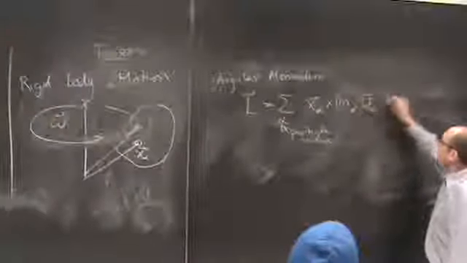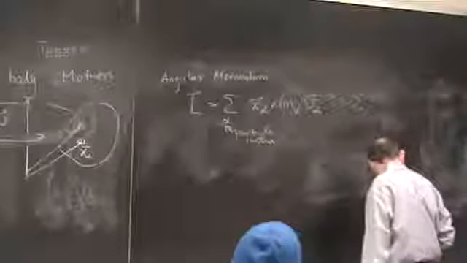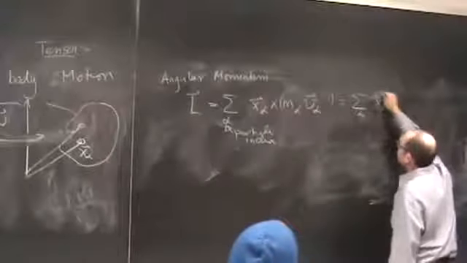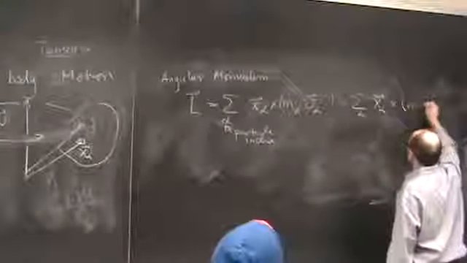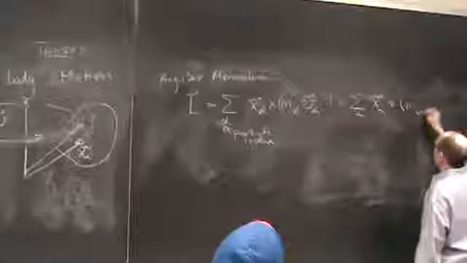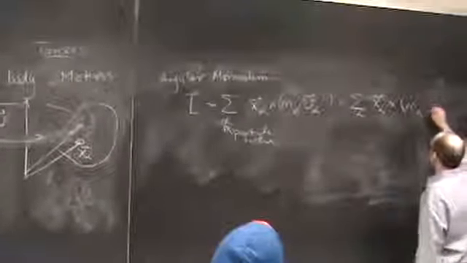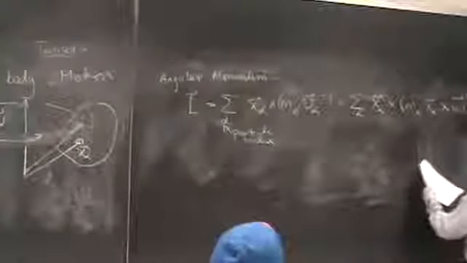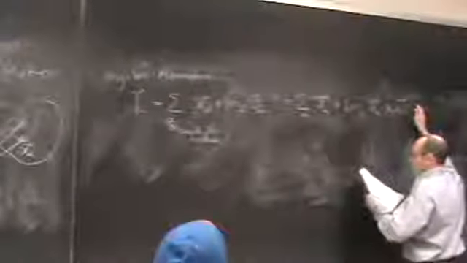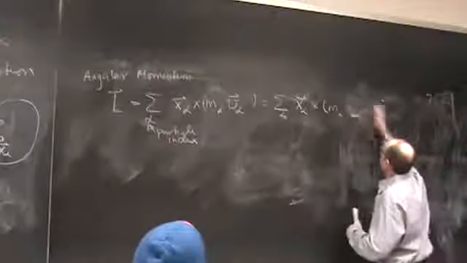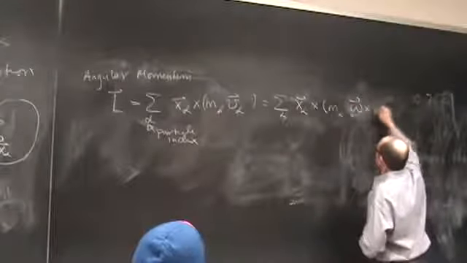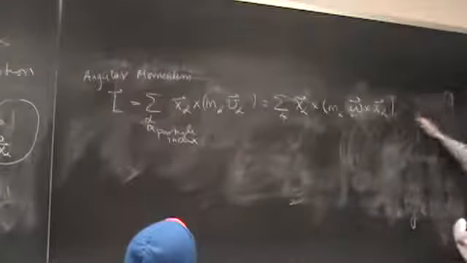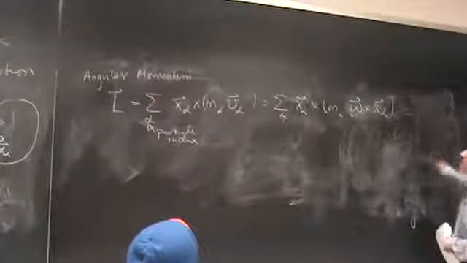R cross p is angular momentum, or x cross mv. So our velocity here is, because it's a rigid body, each point is moving around with angular velocity omega, so this is omega cross x. Okay, and we just did our famous BAC minus CAB rule.